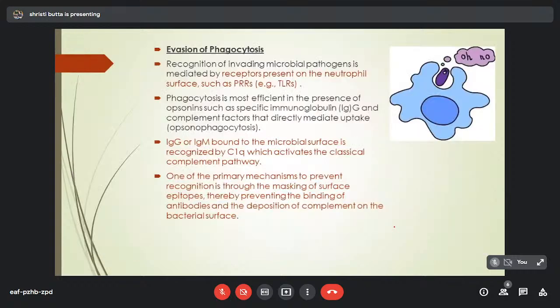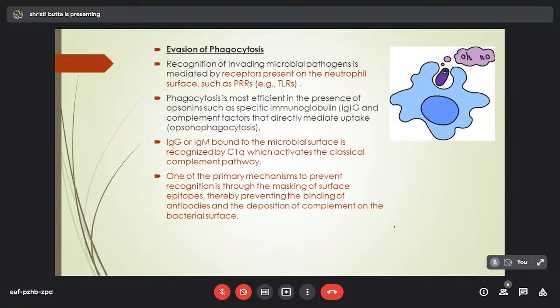What about the evasion of phagocytosis? Now, receptors present on the neutrophil surface are the pathogen recognition receptors, or the TLRs. Okay, they are important because of recognition of the invading microorganism. Phagocytosis is most efficient in the presence of opsonins. So opsonins were discussed in the last class as well. So that was IgG, complement 5B, 3A, etc. So what are they? They are directly involved in the opsonophagocytosis.